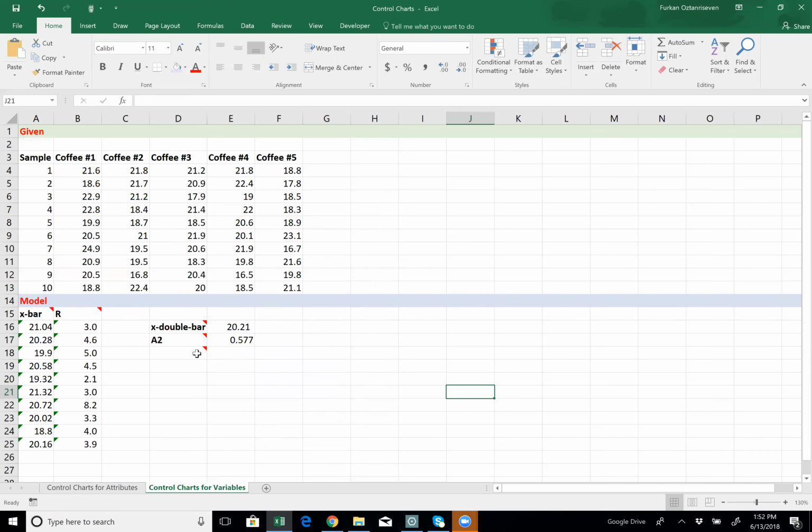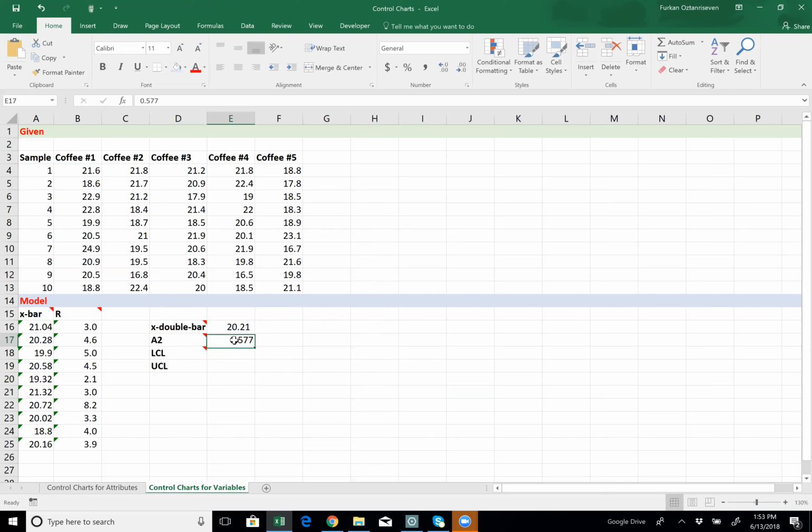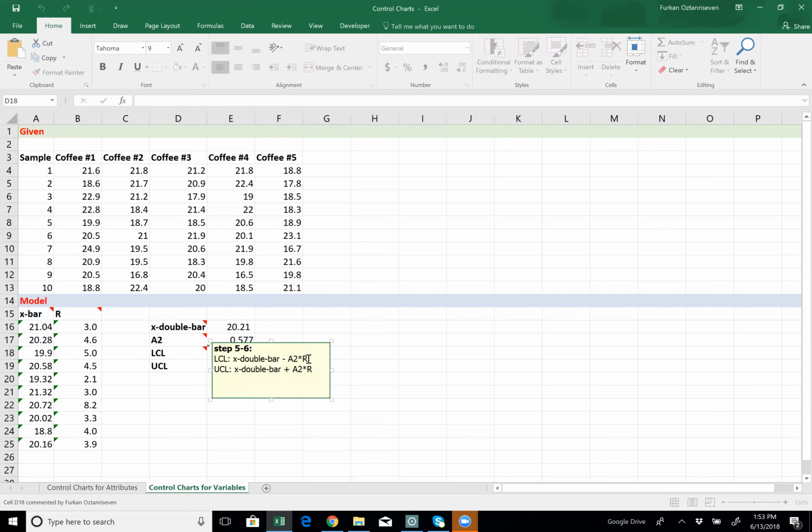Right? So let's calculate our lower control limit here and an upper control limit here. All right, so x double bar minus A2 times R bar. But I need to find R bar because I haven't calculated R bar yet. So let's calculate R bar first, because, oh, there's a typo here. It's not R. It should be R bar, average of the ranges.